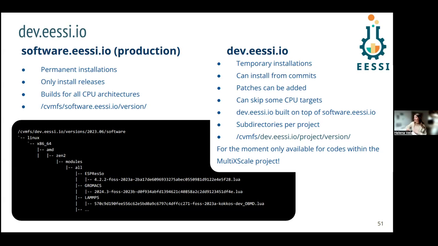And dev.eessi.io is built on top of the production one, which means that you can take all the dependencies from the production one and not have to worry about also installing everything on the development one. And it's organized in a different way, so they are organized by project. And for now, this service is only available for the codes within the MultiXscale project, which is the one that funds EESSI. But if you want to put your code in there to test it, then just talk to us and we can see what we can do.